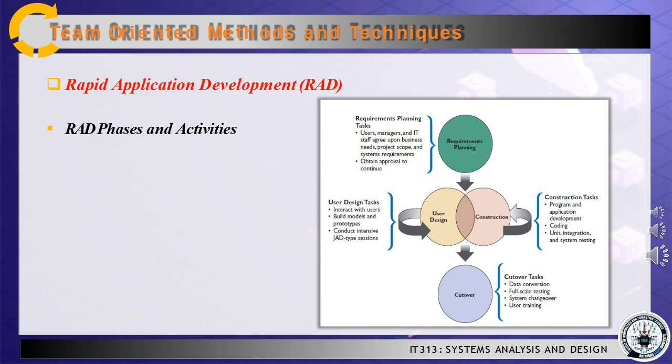During the user design phase, users interact with systems analysts and develop models and prototypes that represent all system processes, outputs, and inputs. The RAD group or subgroups typically use a combination of JAD techniques and CASE tools to translate user needs into working models.